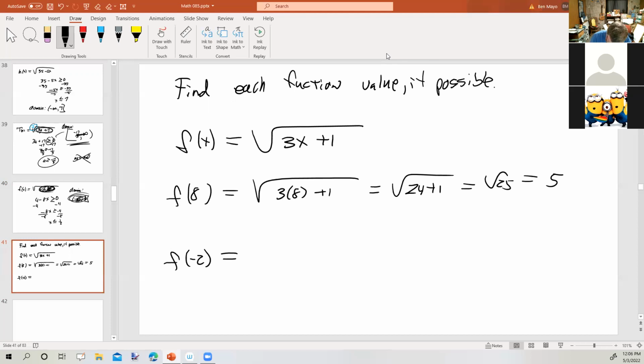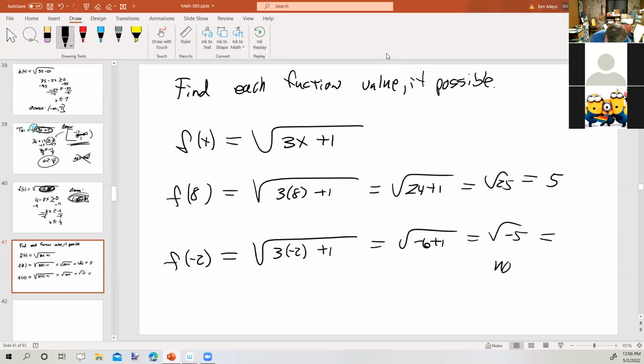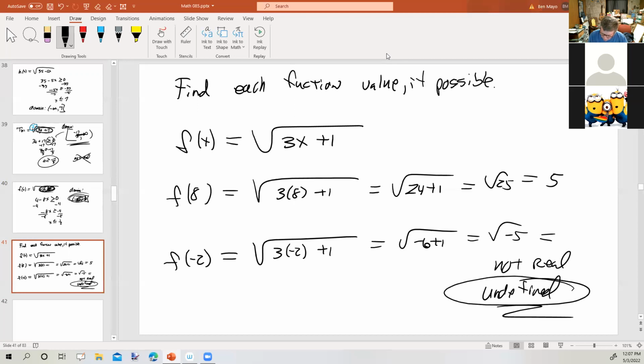All right. F of -2 would be the square root of 3 times -2 plus 1, which is the square root of -6 plus 1, which is the square root of -5, which is not real. The book says undefined, and I don't agree with that because to me, undefined is dividing by 0. I would say it's not real, but in WebAssign, I think they'll give you some options as to what to write. And if it doesn't work to write that, do that. But I would say it's not real.